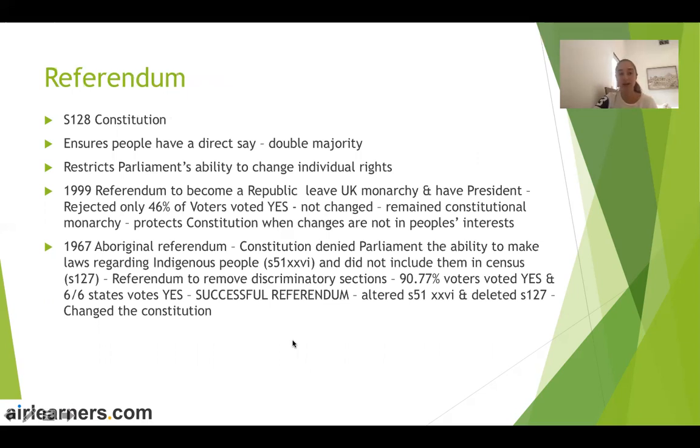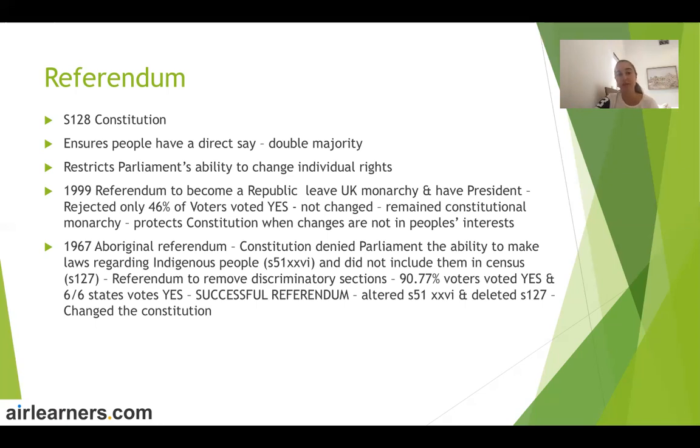The next dot point we need to focus on is referendum. So this ties back into the double majority dot point that we looked at in the last video. Remember that as per Section 128 of the Constitution, referendum is the only way of changing, modifying, and adding something into the Constitution. And this ensures that people have a direct say by ensuring that a majority of people vote yes, and a majority of people in a majority of states vote yes. And so remember that referendums give power to the people and restrict Parliament's ability to change our rights.